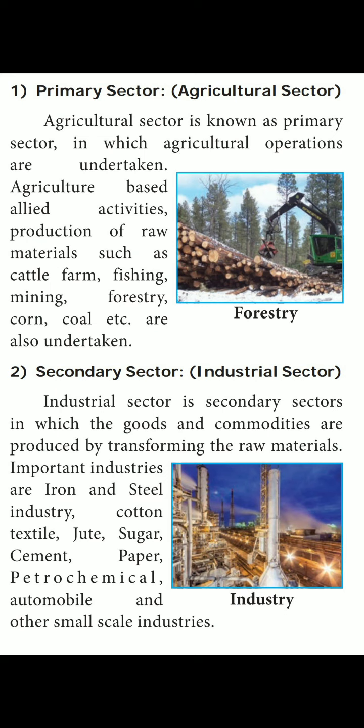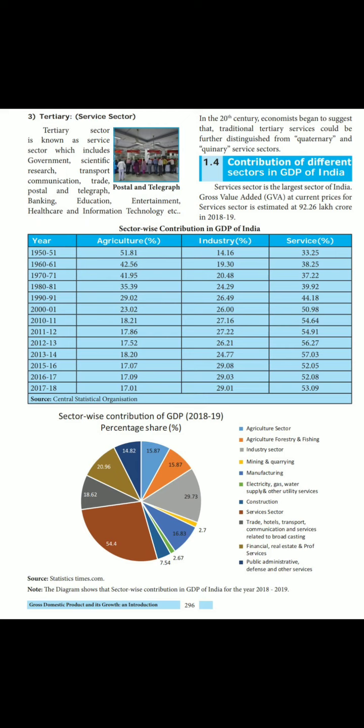Okay, next, the second one is the secondary sector. The secondary sector is also called the industrial sector. The industrial sector is the secondary sector in which goods and commodities are produced by transforming the raw materials. Important industries are iron and steel industry, cotton textile, jute, sugar, cement, paper, petrochemical, automobile, and other small scale industry. These are the secondary sector, also called the industrial sector.